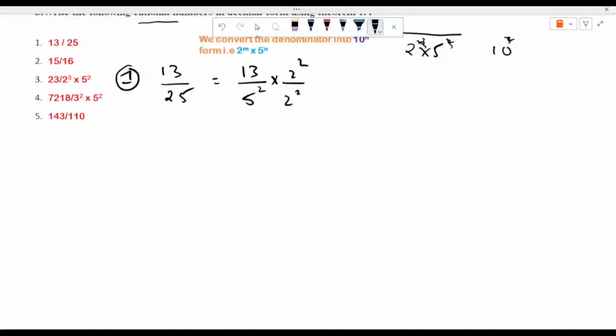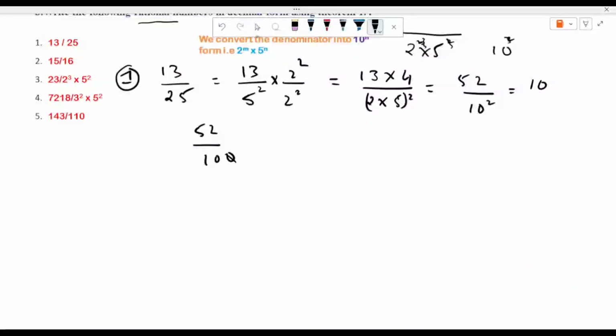For example, if we have 5 cube, we multiply and divide by 2 cube. Whatever the power is here, the same power of 2 we have to multiply and divide. So what will come here? 13 into 2 square, which is 4, divided by 2 into 5 whole square. 13 fours are 52, and 2 into 5 is 10, so 10 square, which means 100. So after 2 decimal places it will be 0.52. Here the power is 2. Okay, now let us take the second question.